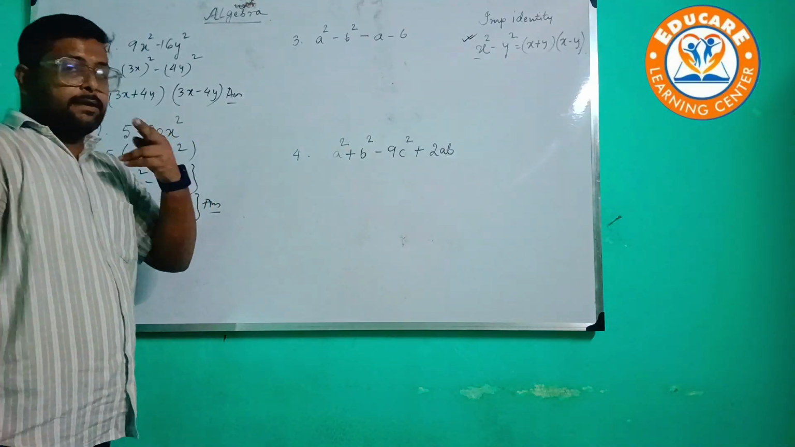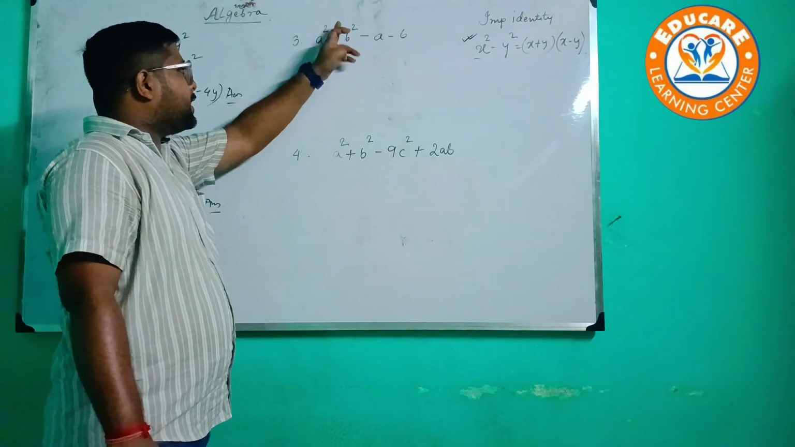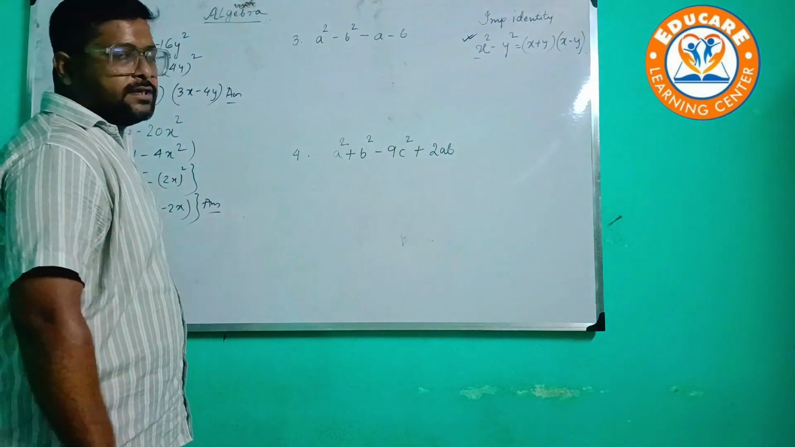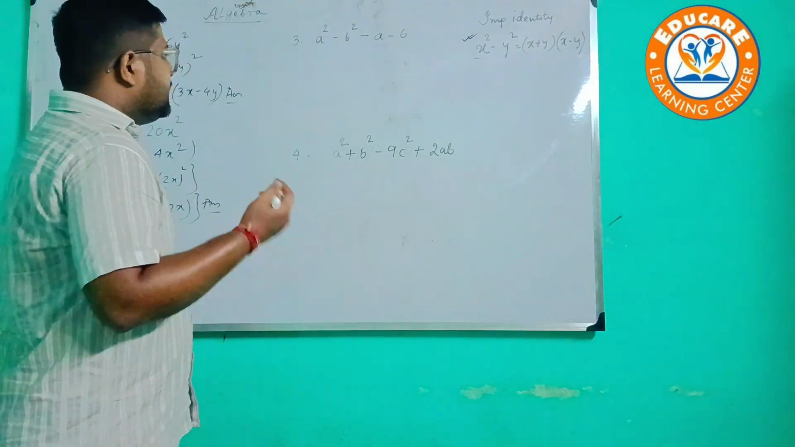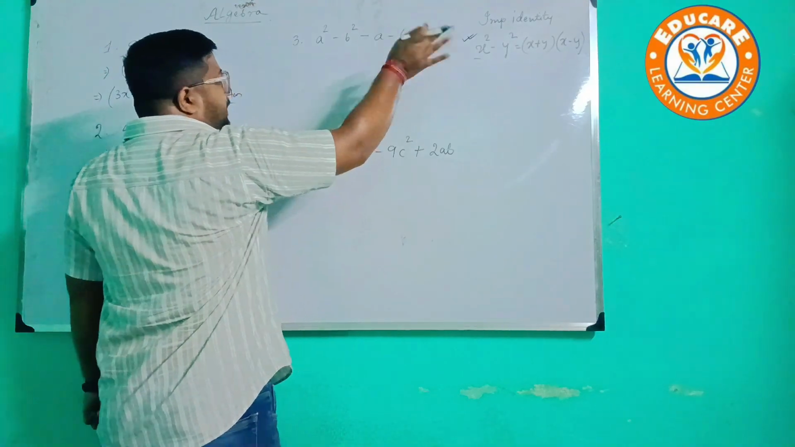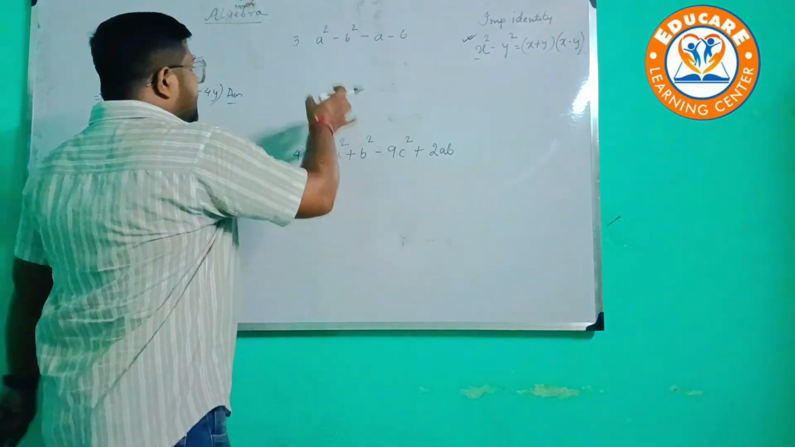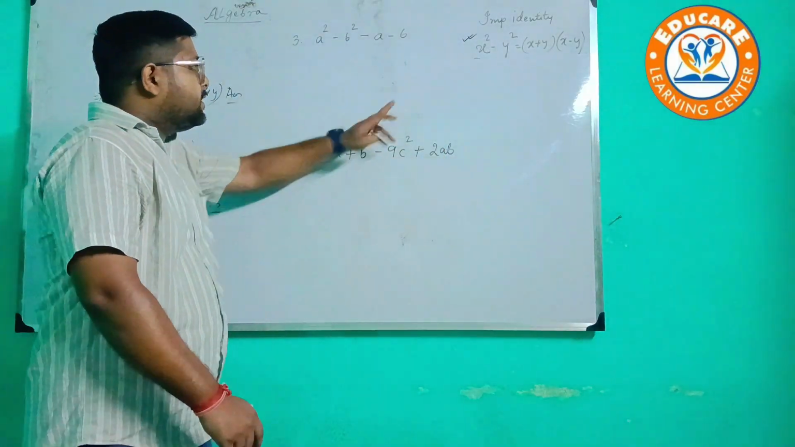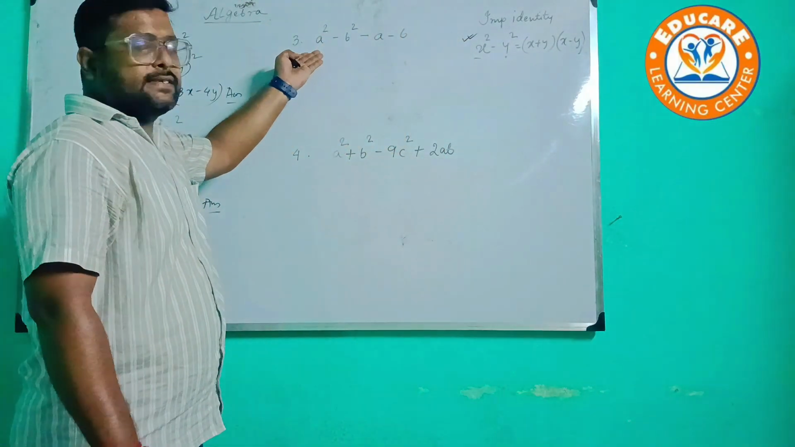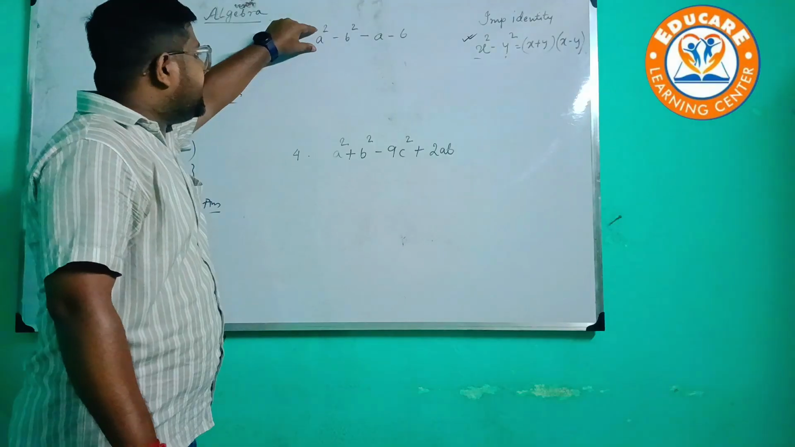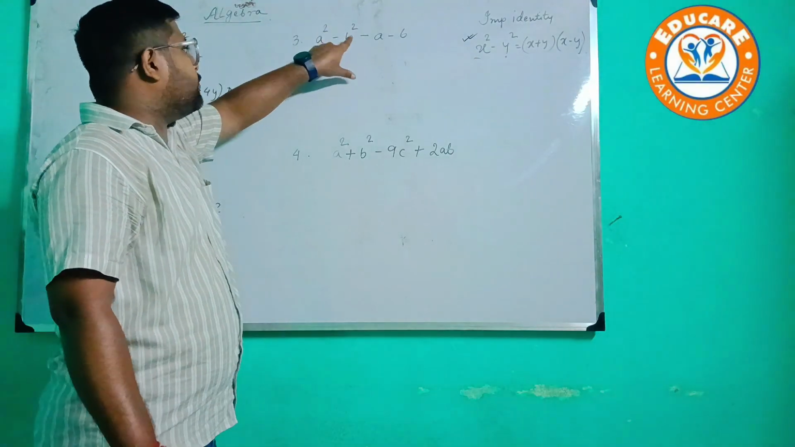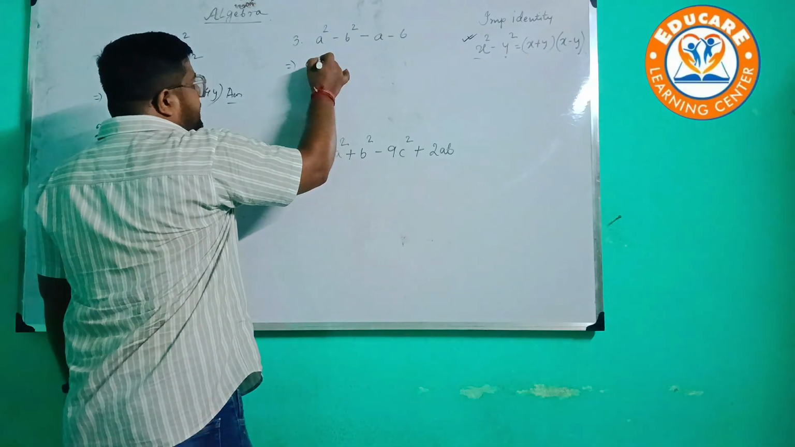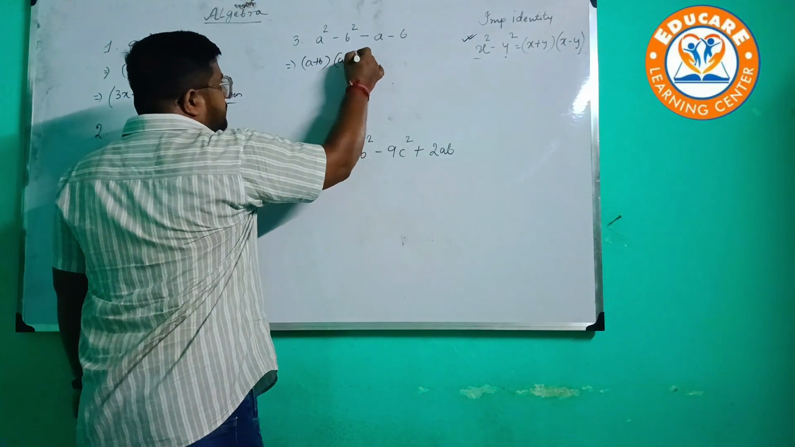Let's move on to another type of question, that is a square minus b square minus a minus b. A very easy question, but it seems to be very difficult. Let's see. First of all, leave this part of the question, no need to solve this. Let's look at this. This is already in the form of a square minus b square. X square minus y square, that same thing is given. Only the x is converted into a and the y is converted into b. So from there we can write a plus b and a minus b.